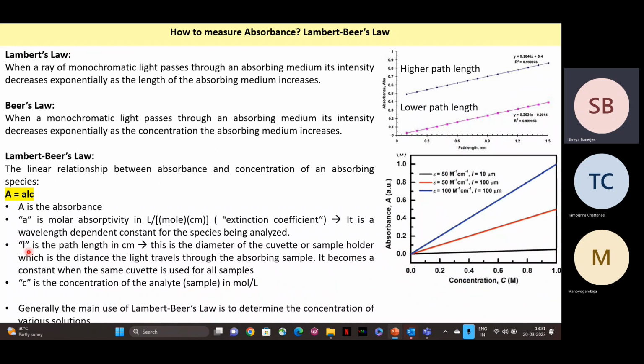So the path length is constant when the same cuvette or container is used for the sample. C is the concentration of the sample in mole per liter. Generally, Lambert-Beer's law is used to determine the concentration of various solutions. Your spectrophotometer will give you the value of A. From your container, you know the value of small l, and capital A is constant for a particular wavelength. So you know capital A and small l, and you can find C, the concentration of your solution.